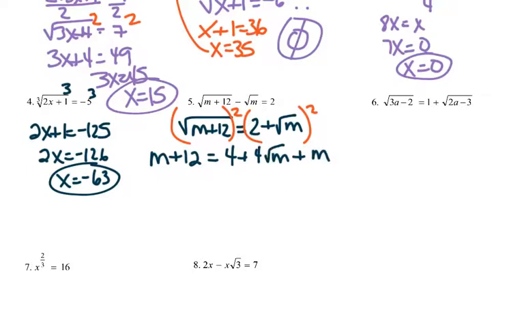Right, FOIL. Now I'm a good FOILer, so I FOILed that in my head. If you prefer, you can write it out 2 times. That's totally fine. And then now I'm going to see some fun stuff like those m's canceling on both sides, making my life easier. I subtract 4 from both sides, divide both sides by 4, so I get square root of m equals 2, and now I square both sides again, and I get m equals 4.